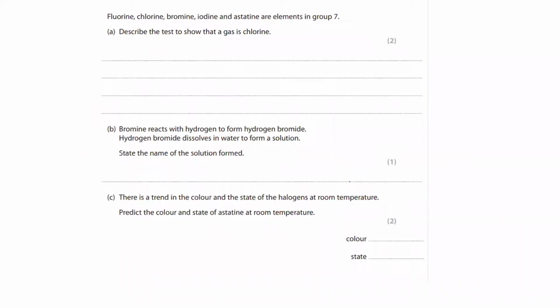Fluorine, chlorine, bromine, iodine, and astatine are elements in group 7. Describe the test to show that a gas is chlorine. Okay, so chlorine is actually an acidic gas. It's an unusual one. So chlorine is an acidic gas.